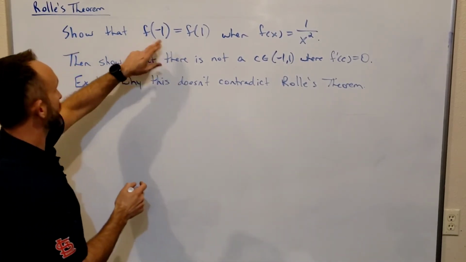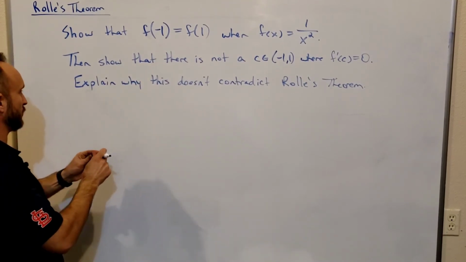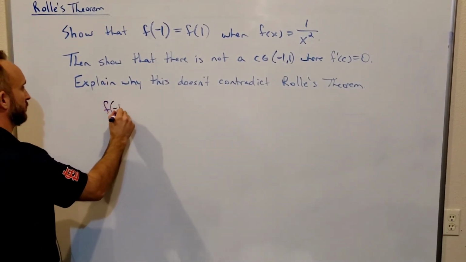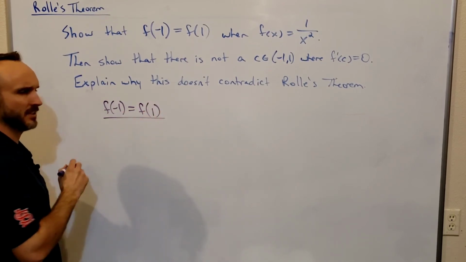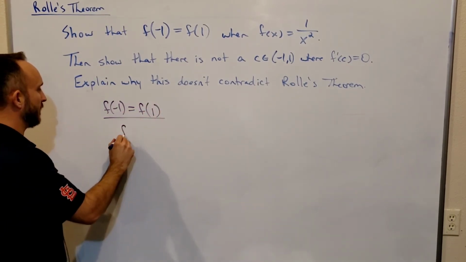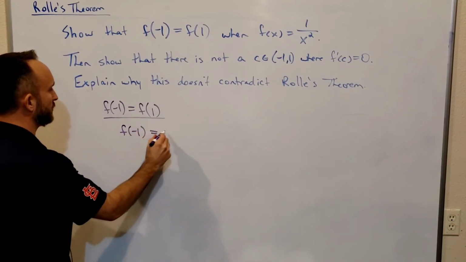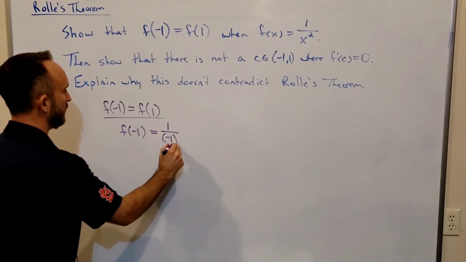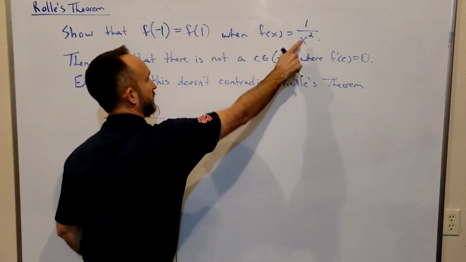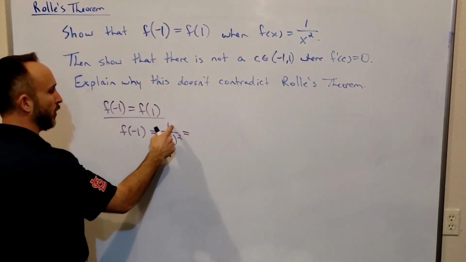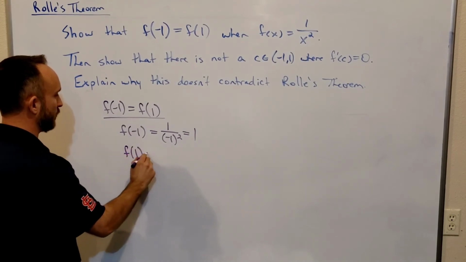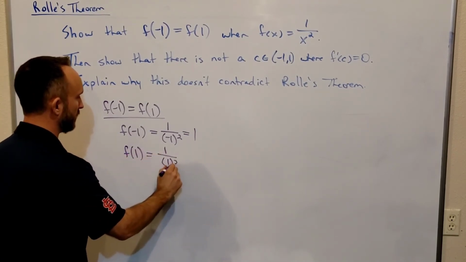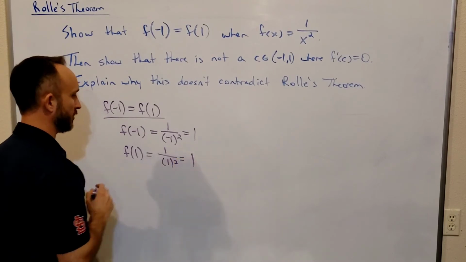Let's show that f of negative 1 equals f of 1, I think I said that wrong. So f of negative 1 equals 1 over negative 1 squared, right? Just plug negative 1 in. So you get 1 divided by 1, which is 1. f of positive 1 equals 1 over 1 squared, which is 1 over 1, which is also 1.